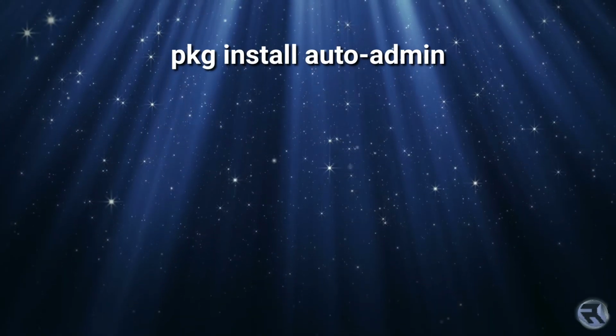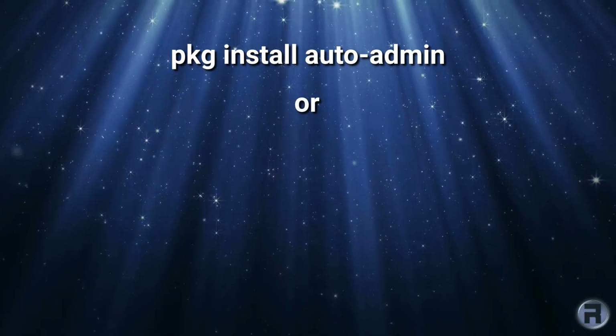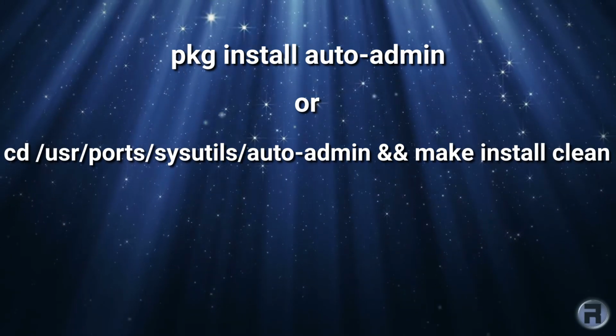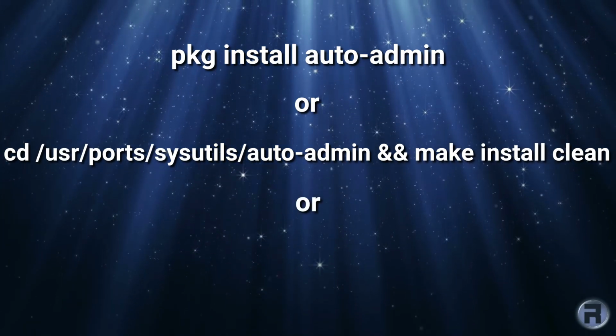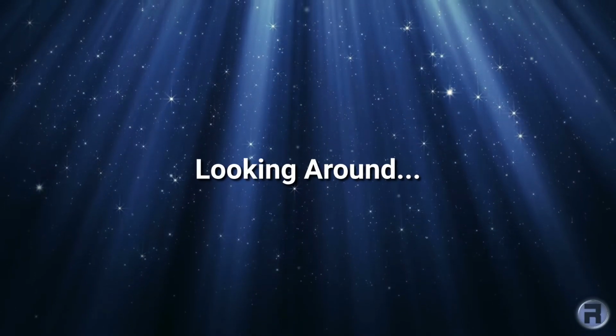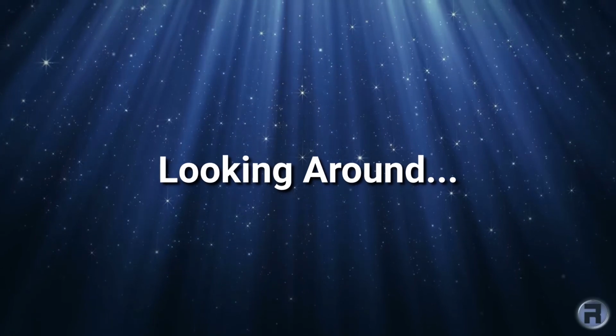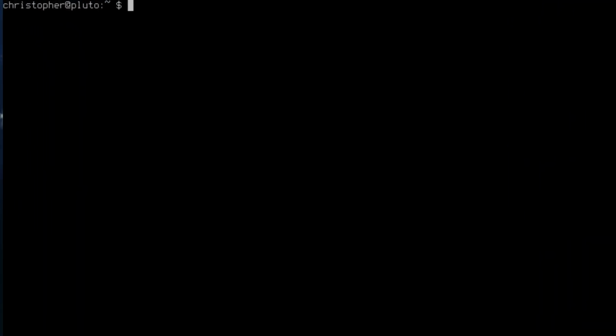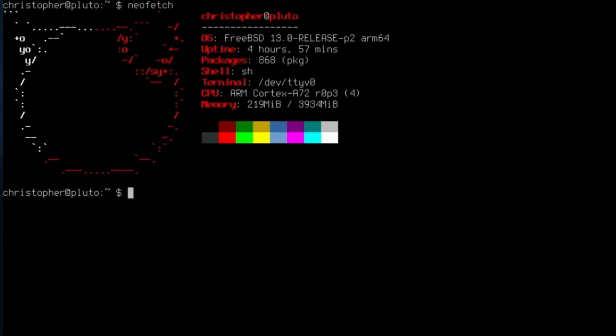To install it is relatively easy. You can do pkg install auto-admin, or you can compile it from ports, or you can use portmaster to compile it from ports. Right, here we are on a Raspberry Pi 400 running FreeBSD, and we're going to test it on this. Starting auto-admin is as simple as first getting root privileges and then just typing in auto-admin.